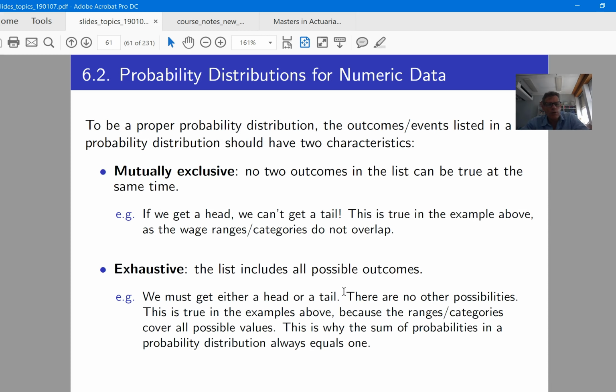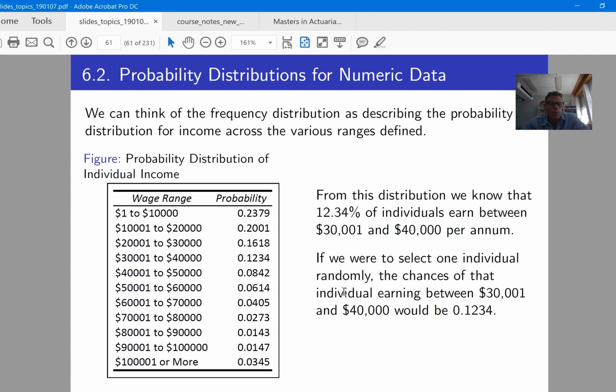Second one is exhaustive. It has to capture every possible outcome. So once again, that seems to make sense here. No one can earn negative income. So therefore, I guess zero is excluded, so we said that was $0 instead of $1. And because this is open-ended, it doesn't matter how much you earn, there's a category you can fall into. If you're earning $1 million, you're still in the last category. So this is exhaustive in that it covers all the possibilities.